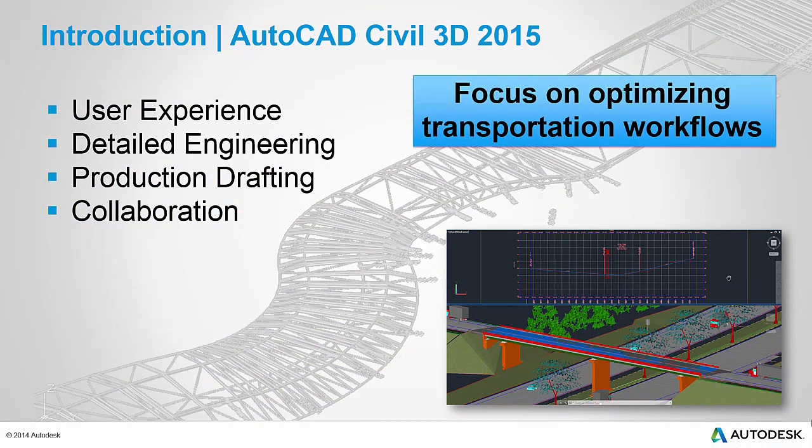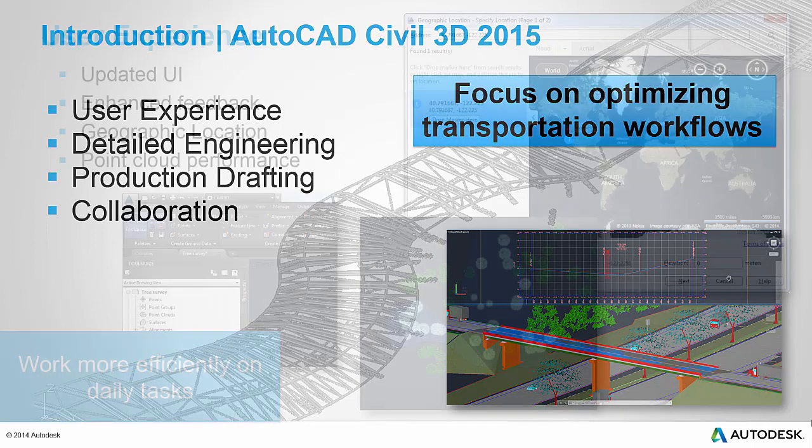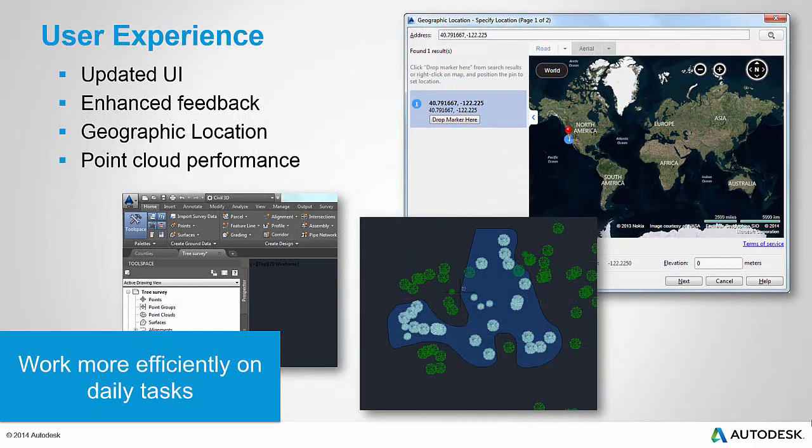When looking at Civil 3D 2015, at least from a What's New perspective, we'll see that the enhancements that have been made to the application fall primarily in transportation workflows, and specifically in four major categories: user experience, detailed engineering, production drafting, and collaboration. We'll begin by talking about each one of the four categories, and then I'll do a demonstration where we'll touch on some of those different individual features.